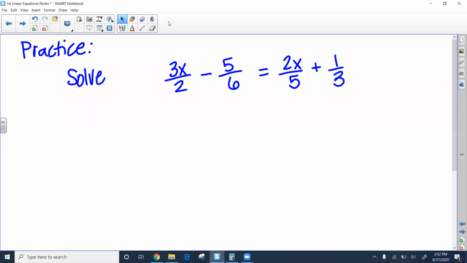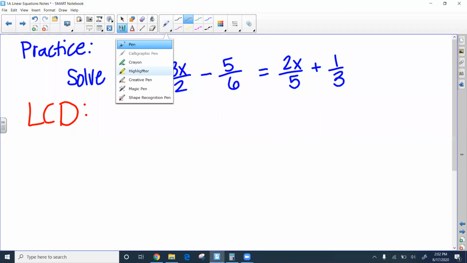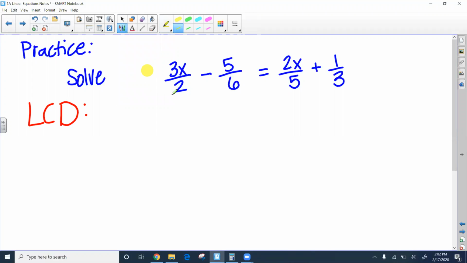So the first thing I want you to do is try to find the LCD. I'm going to give you just a minute to try to find the LCD, and then we are going to go over it just to make sure we know how, but I do want to give you a chance to try. What I want you to look for when you're trying to find the LCD is that we have to have all the factors.